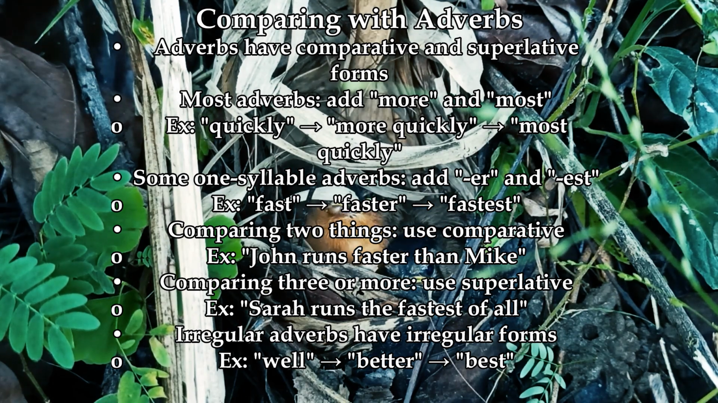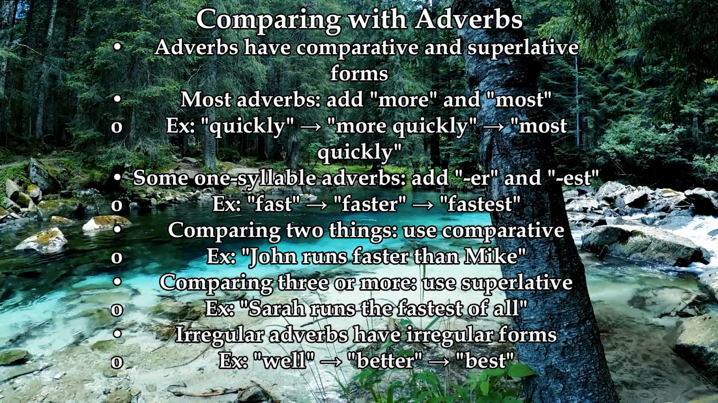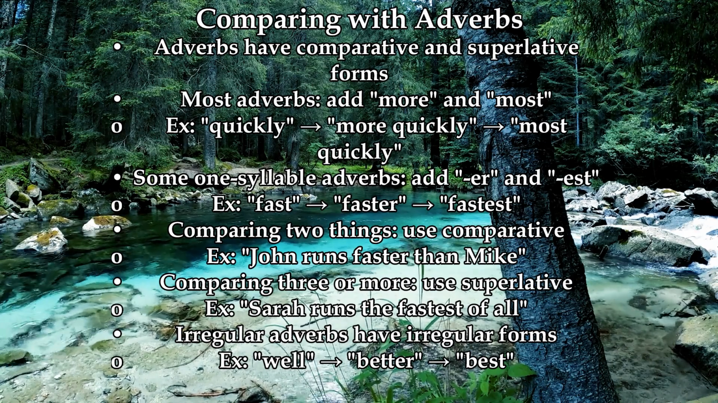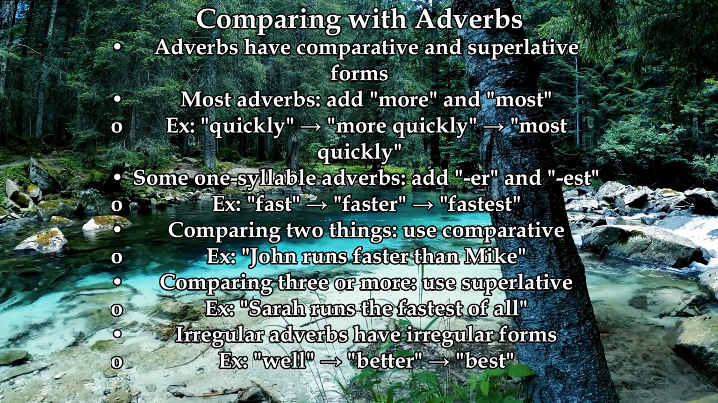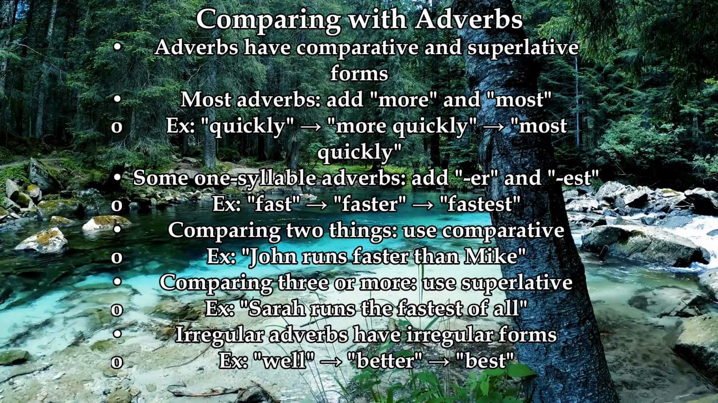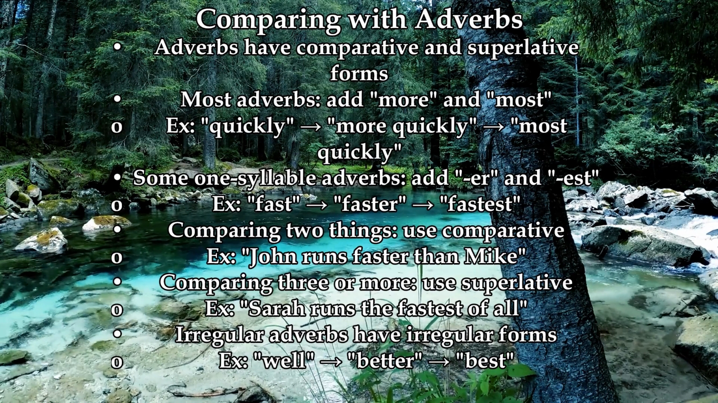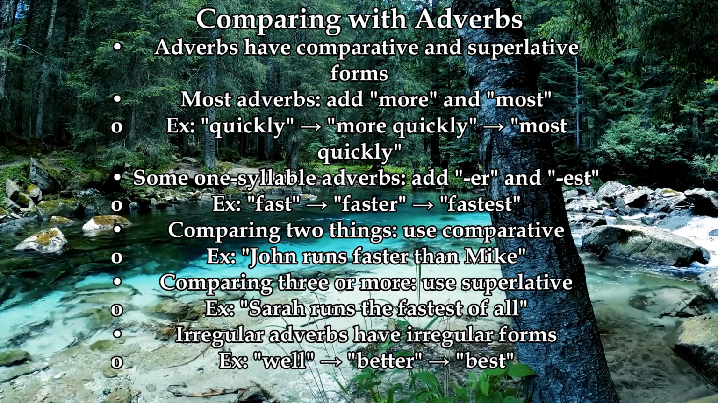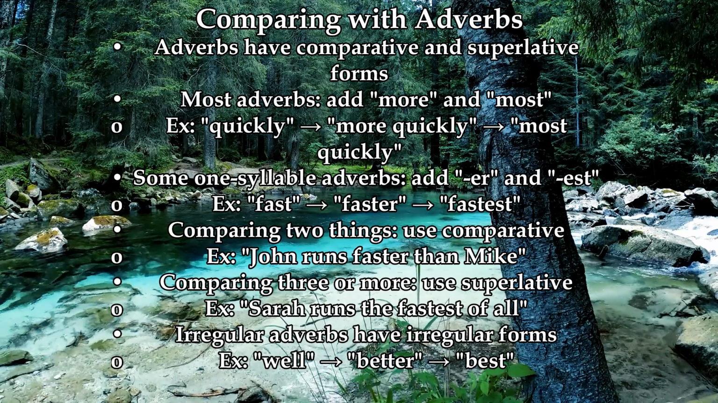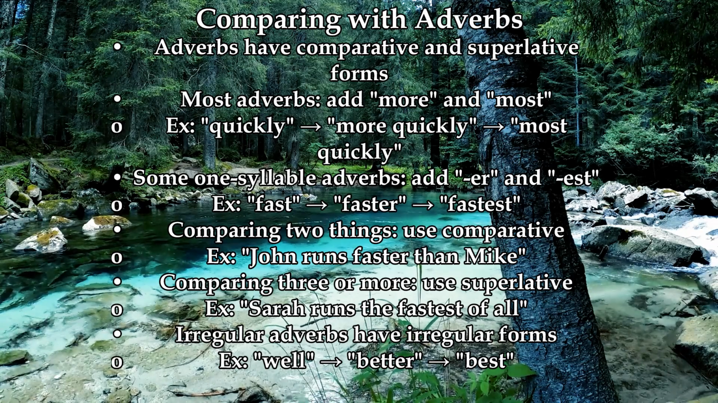Imagine you're comparing two runners. You might say, John runs faster than Mike. Here, faster is the comparative form of the adverb fast. If you were comparing three or more runners, you'd use the superlative form. Sarah runs the fastest of all. Irregular adverbs, such as well, have irregular comparative and superlative forms, like better and best.